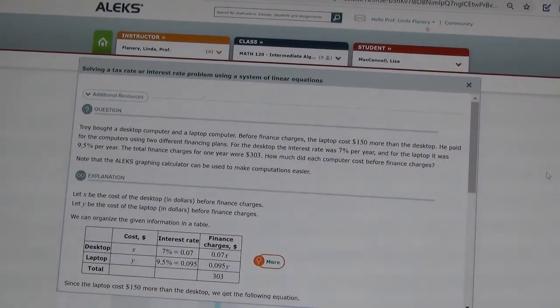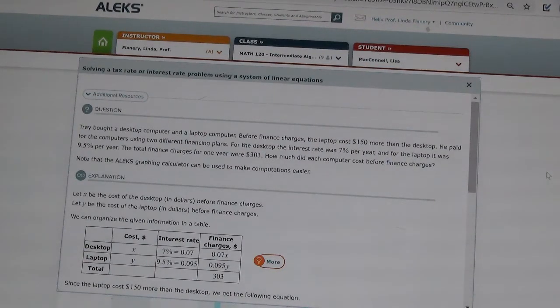All right, the next ones you're having trouble with, we're solving a tax rate or interest rate problem using a system of linear equations. These ones are very similar to the other linear equation ones we have. We can either solve them by the substitution method, which is what we're going to do for most of them, and on occasion we have ones we can solve by the elimination method.